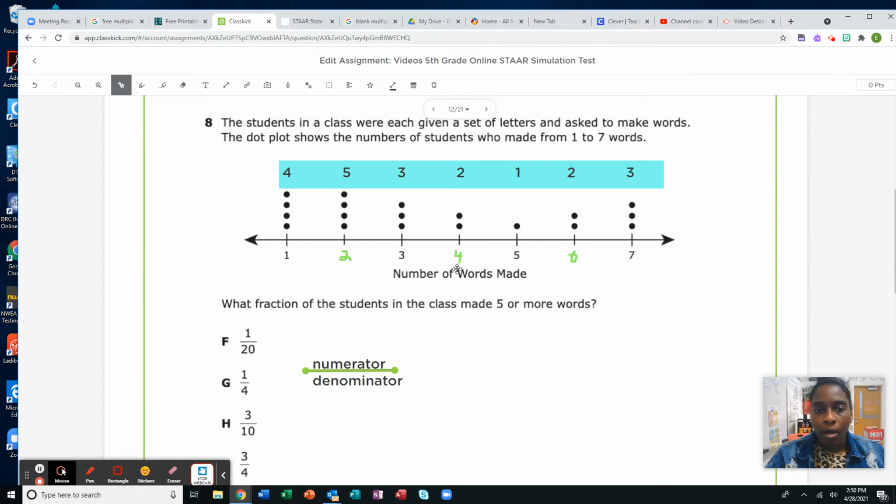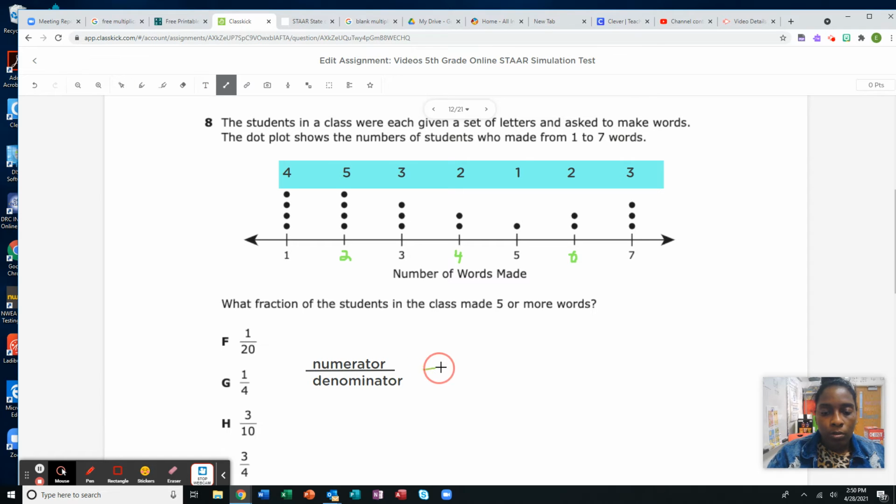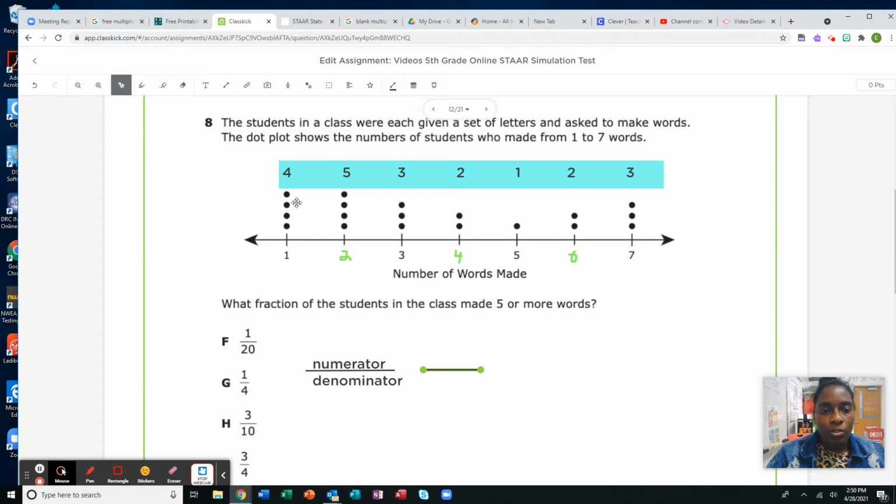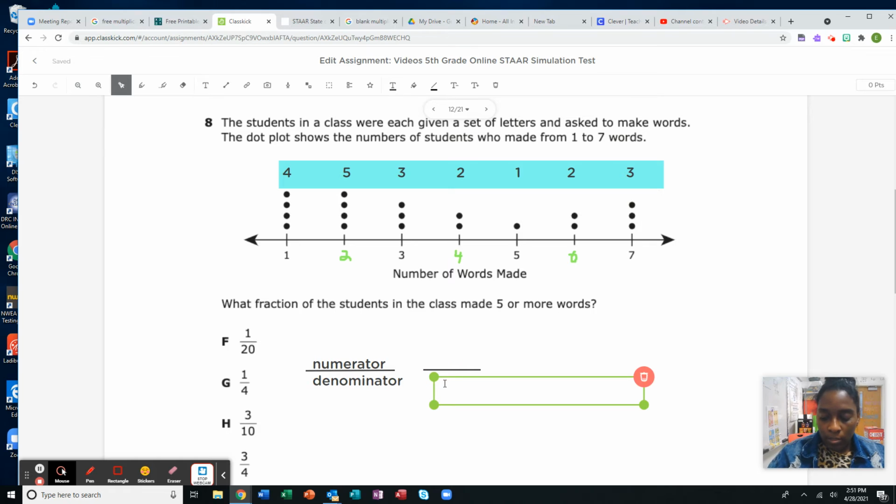So now I'm going to add up all of these numbers to find out what the total denominator is for this. Okay. So I have 4 plus 5 is 9. So I could count the dots and see that there's 9. Then 10, 11, 12, 13, 14, 15, 16, 17, 18, 19, 20. So there's a total of 20 students.